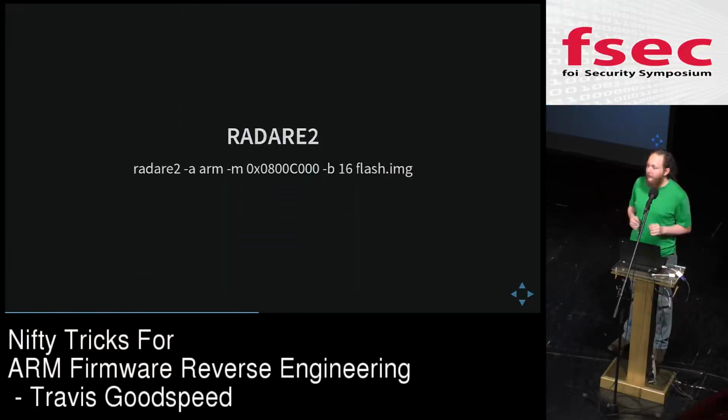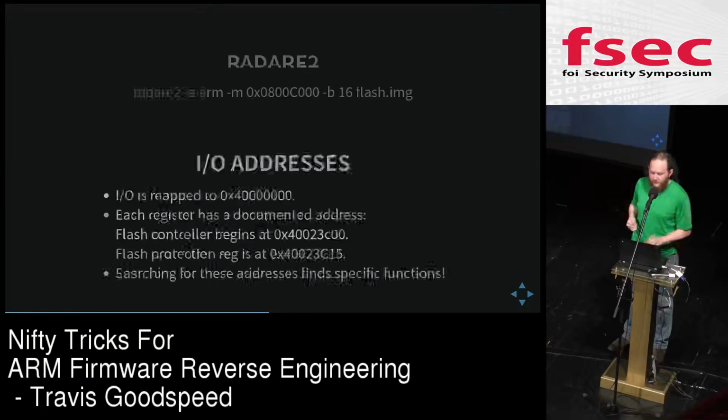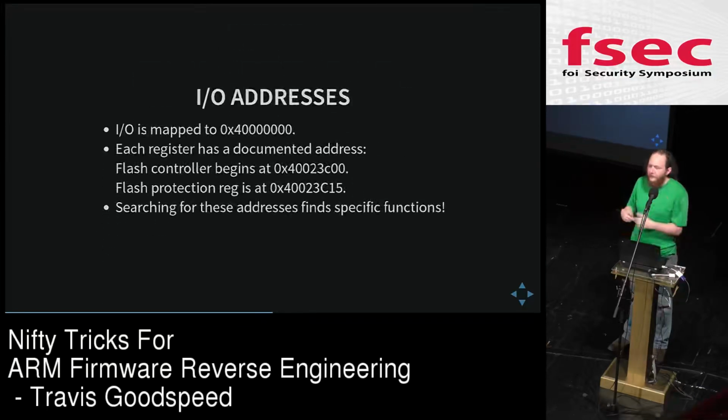In Radare2, which is a free competitor to IDA Pro, you can load it with this command line, just telling it that it's ARM, that it begins at a particular address, that it's 16-bit mode, and that this is the image. And then you begin to reverse engineer what the individual functions do.